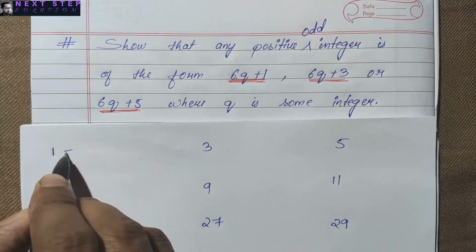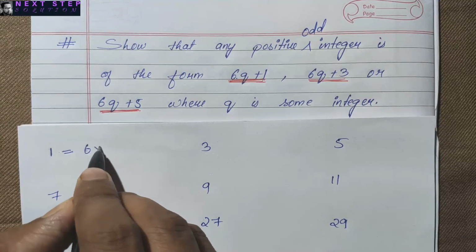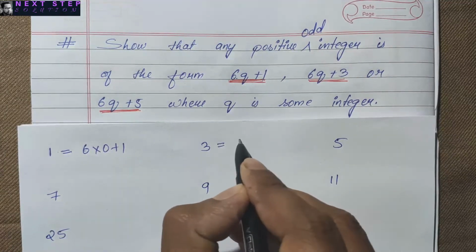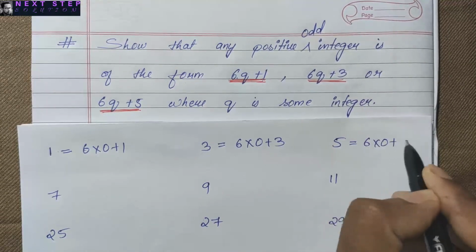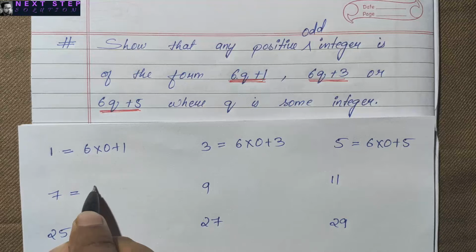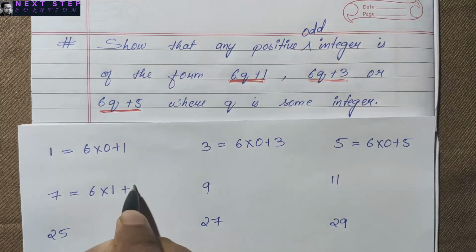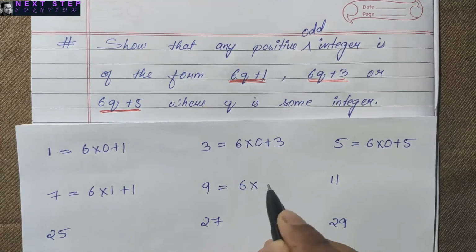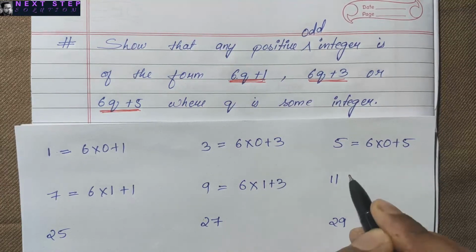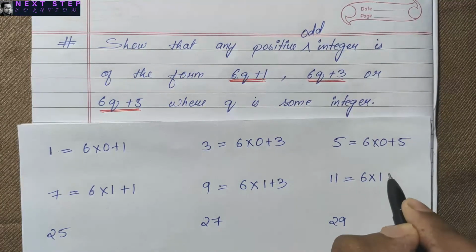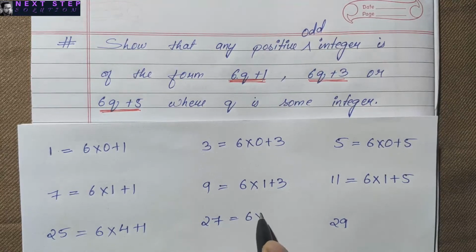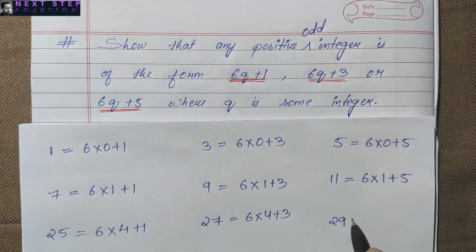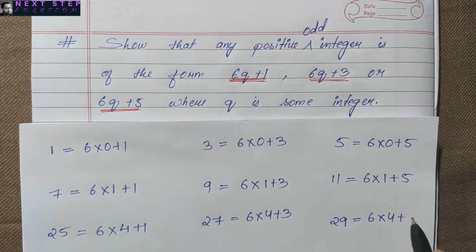Now 1 can be written as 6 into 0 plus 1. 3 can be written as 6 into 0 plus 3, and 5 can be written as 6 into 0 plus 5. Again, 7 can be written as 6 into 1 plus 1. 9 can be written as 6 into 1 plus 3. 11 can be written as 6 into 1 plus 5. 25 can be written as 6 into 4, 6 4s are 24, plus 1. 27 can be written as 6 into 4 plus 3, and 29 can be written as 6 into 4 plus 5.